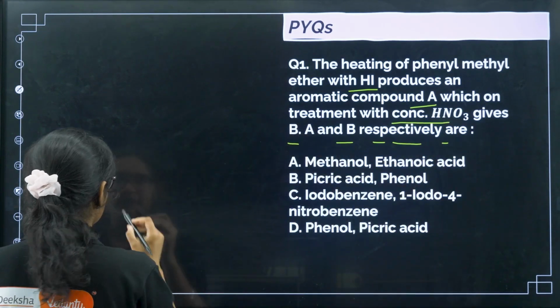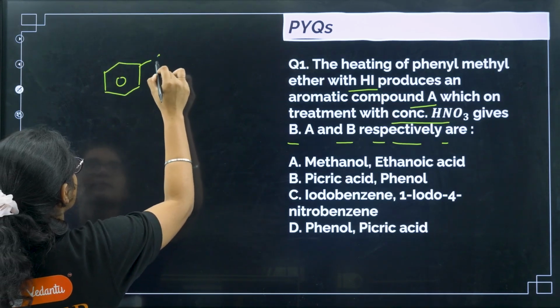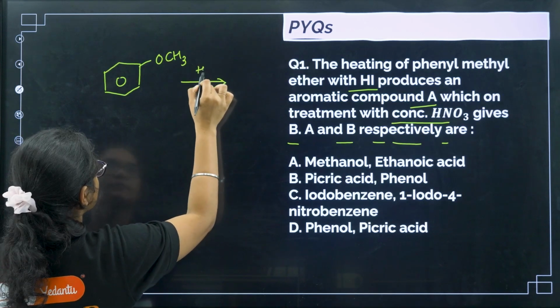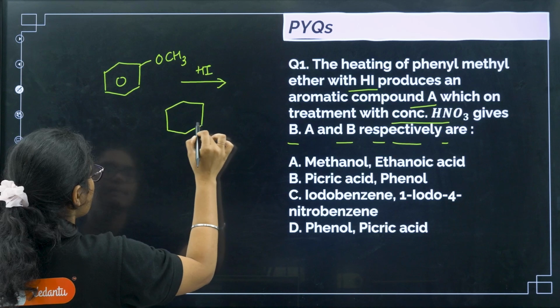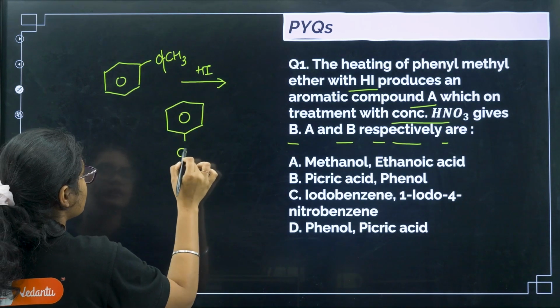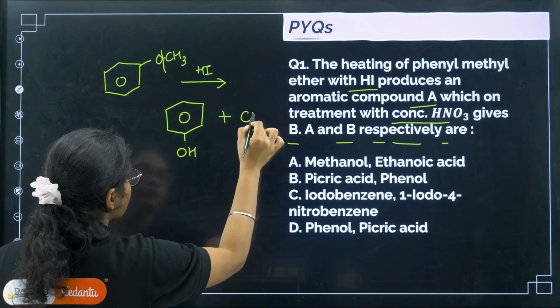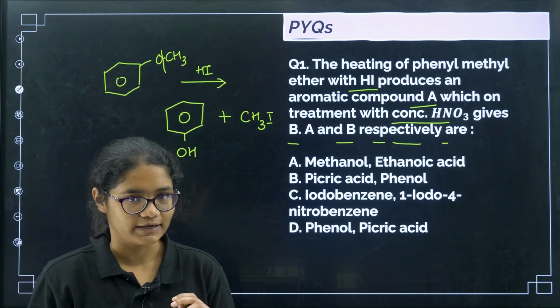So first of all, the structure of phenyl methyl ether is this. If you treat it with HI, what will I get? First I'll get phenol. As I told you, if O is there and a phenyl group is there, then without any doubt you can write the product like this. Phenol you will get and CH3I you will get, right?